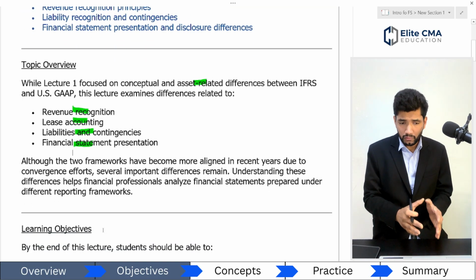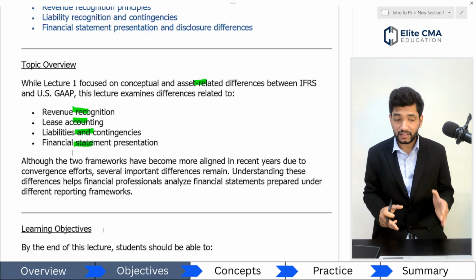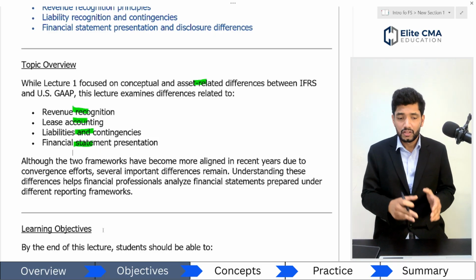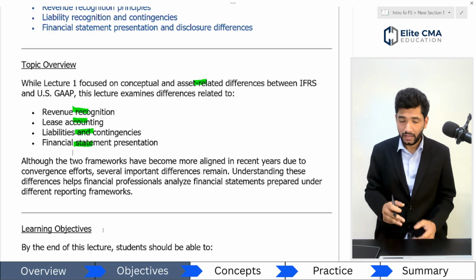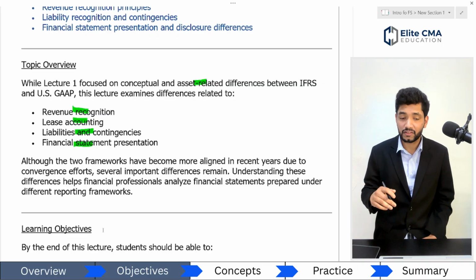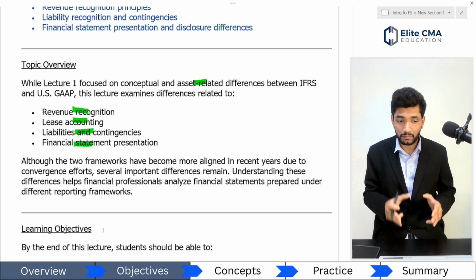These two frameworks have become more aligned in recent years due to the convergence effort, but several important differences remain. Understanding these differences helps financial professionals analyze financial statements and prepare them under different reporting frameworks.